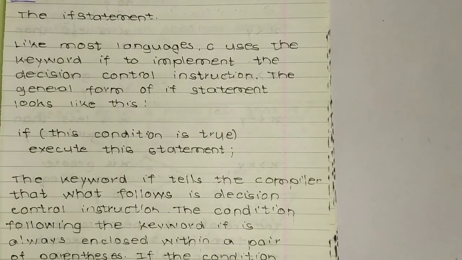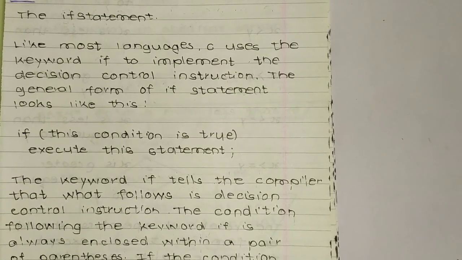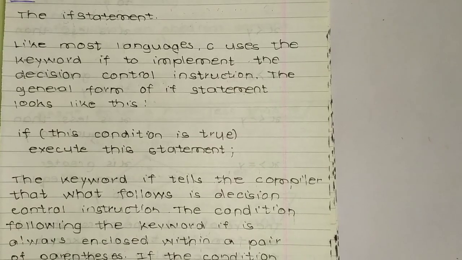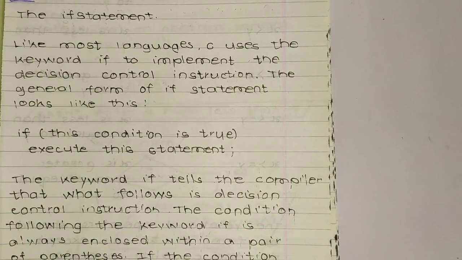The if statement. Like most languages, C uses the keyword if to implement the decision control instruction. The general form of the if statement looks like this. So this is the general form of the if statement: if, in brackets, this condition is true, then execute this statement.